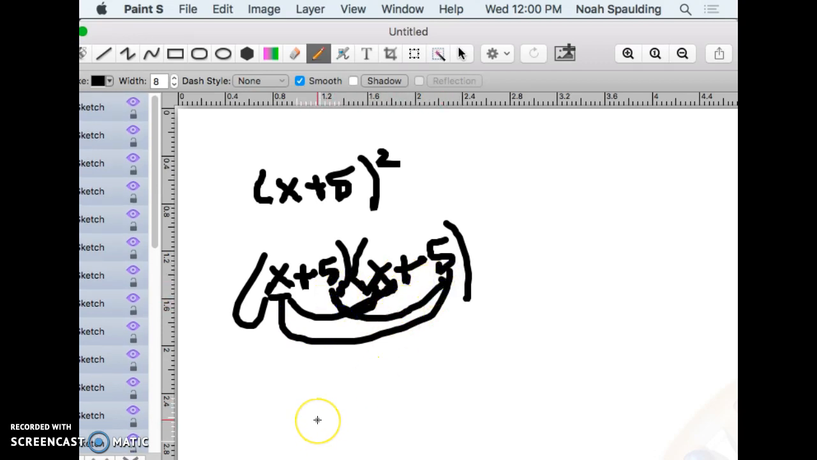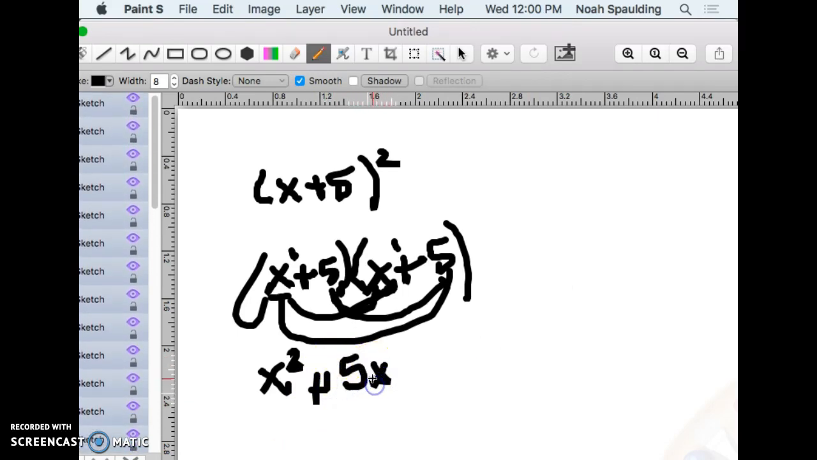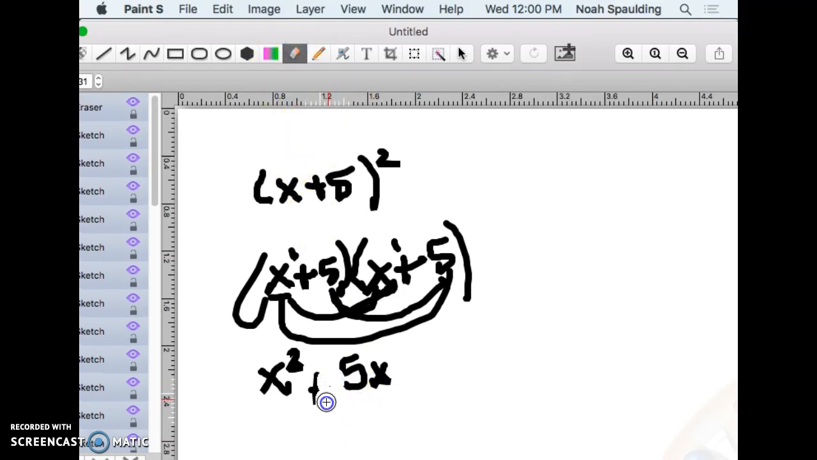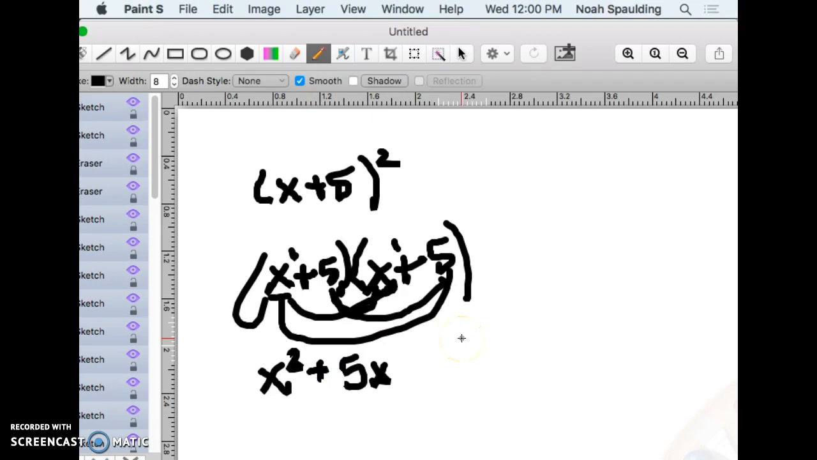That is FOIL. Now remember, when you multiply, if you have x times x, the same variable times the same variable, you keep the variable and the exponents add together. In this case, 1 and 1 add together to give you 2. Then the outer x times 5 becomes plus 5x. So it's x squared plus 5x plus 5x again because of the inner ones. And then 5 times 5 is 25.